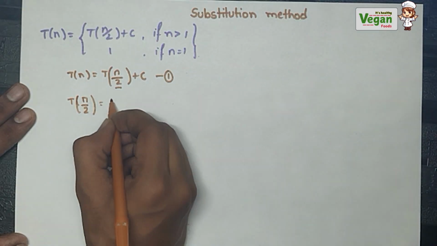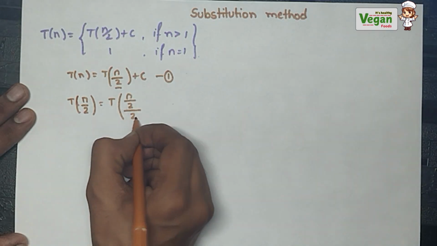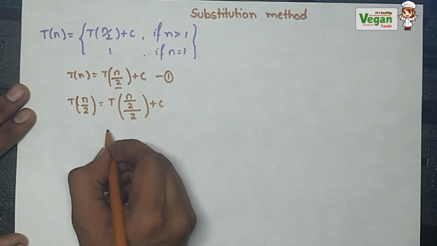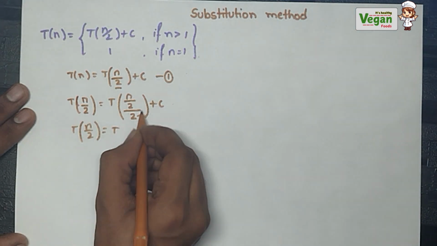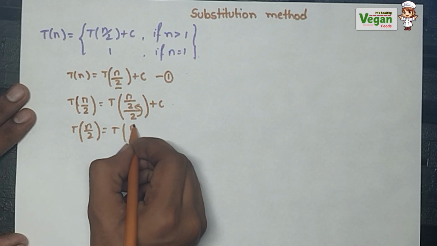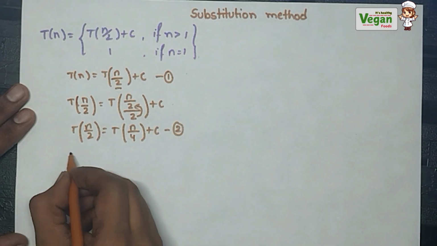So T of n by 2 is equal to T of n by 2 divided by 2 plus c. If you rewrite it, the 2 will go here. 2 twos are 4. T of n by 4 plus c. I will call this equation number 2.